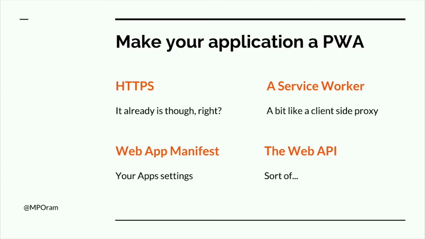So you need HTTPS, but you're all already doing that, obviously. You need a service worker, which is a bit like a client-side proxy, and we're going to have a look at that in a minute. And you need a web app manifest file, which is a JSON file that allows you to configure your PWA settings, basically. And we'll have a look at that too. Now, the last one you don't actually need to be considered a PWA, but you probably want to be using it anyway. So we'll have a look at that too, a little bit.